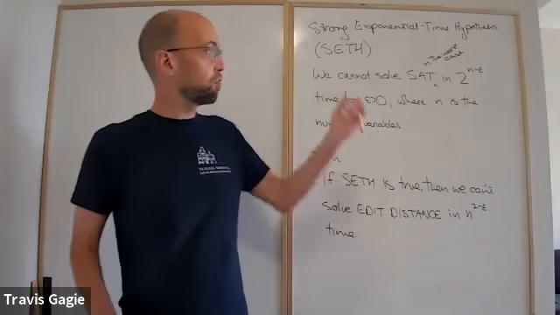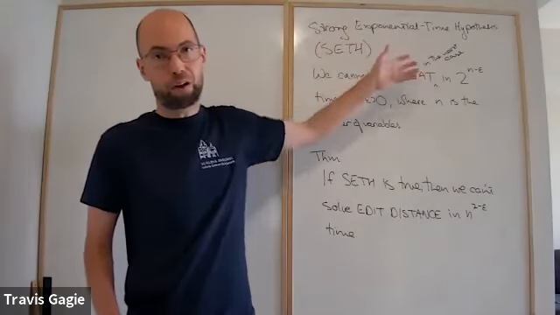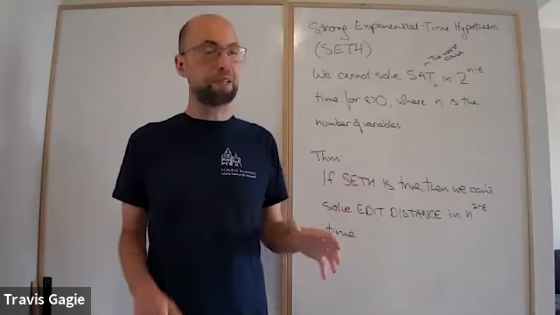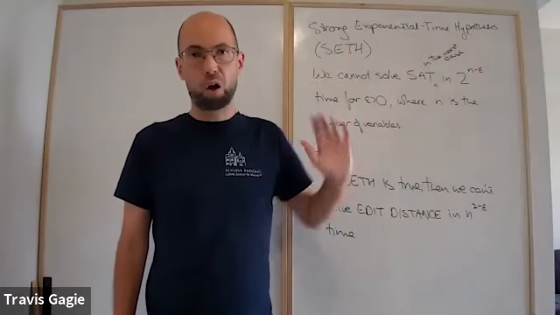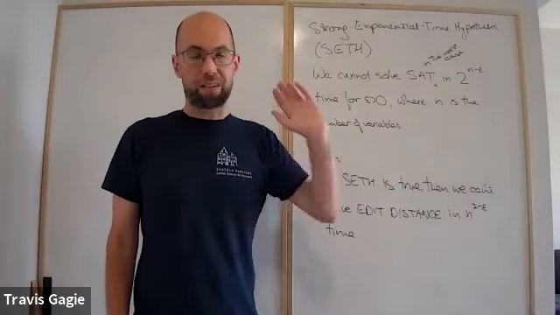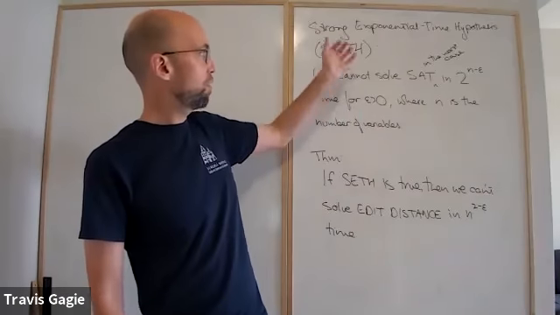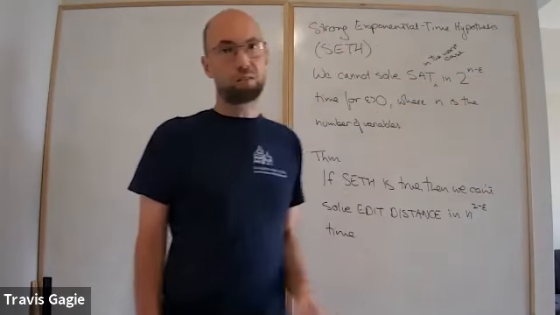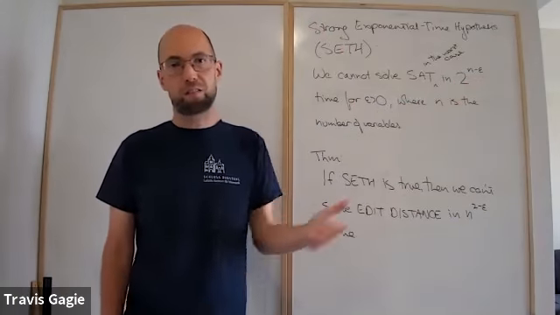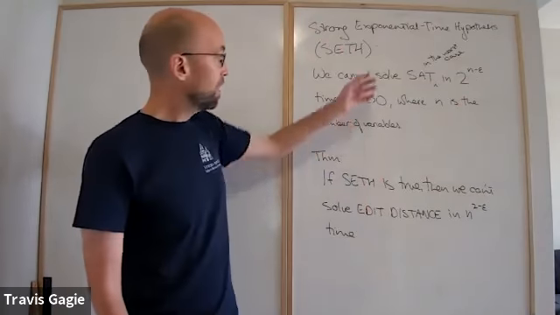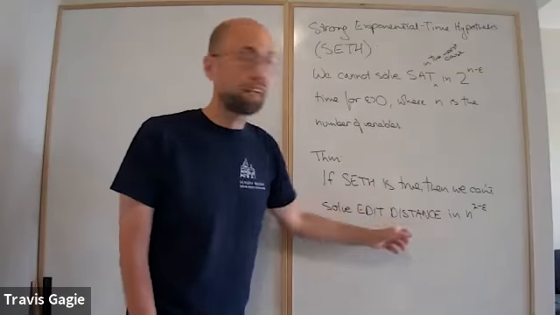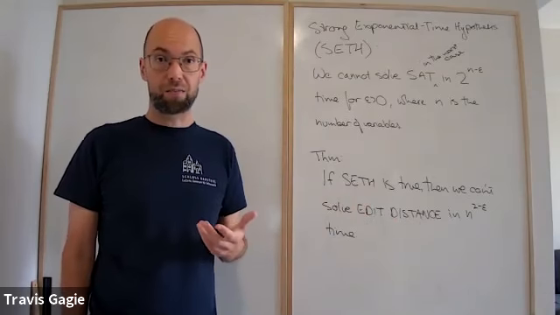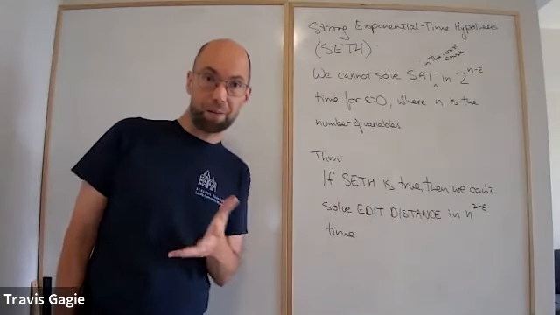Right? So SETH is a stronger hypothesis than just P is not equal to NP. P could be different than NP, but you could still have something that was like 1.5 to the n or something like that. So SETH is saying P is not equal to NP, and SAT is pretty much as hard as we think it is. There is nothing much better for SAT. If SETH is true, then you can't get a much better algorithm for edit distance that works in the worst case. Okay?